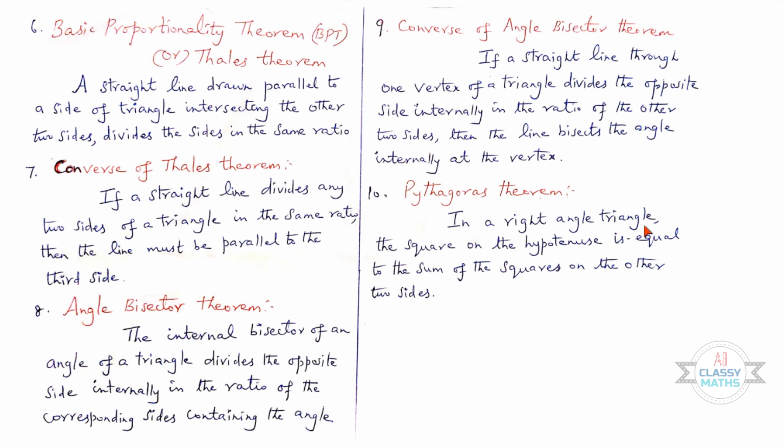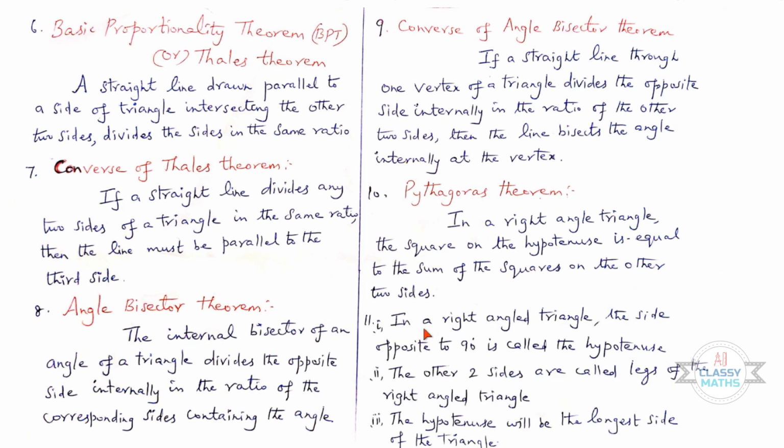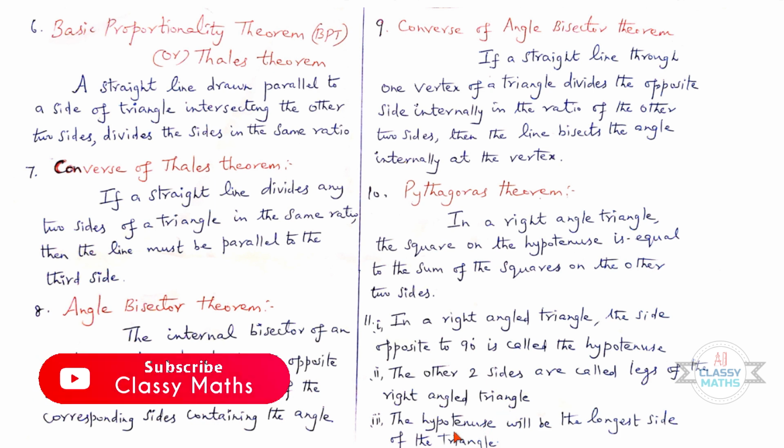In a right angle triangle, the square on the hypotenuse is equal to the sum of the squares on the other two sides. 11th one, in a right angle triangle, the side opposite to 90 degree is called as the hypotenuse. The other two sides are called legs of the right angle triangle. The hypotenuse will be the longest side of the triangle.